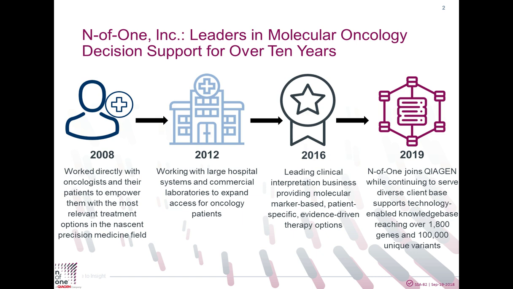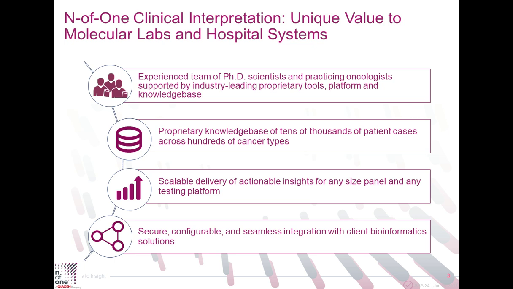And by 2016, we'd partnered with over 30 clinical laboratories to provide this clinical interpretation, which brings us to 2019 when N of 1 joined QIAGEN, having generated reports for over 100,000 patient cases and having established a deep knowledge base that covers over 1,800 genes and over 100,000 unique variants that have been curated and analyzed.